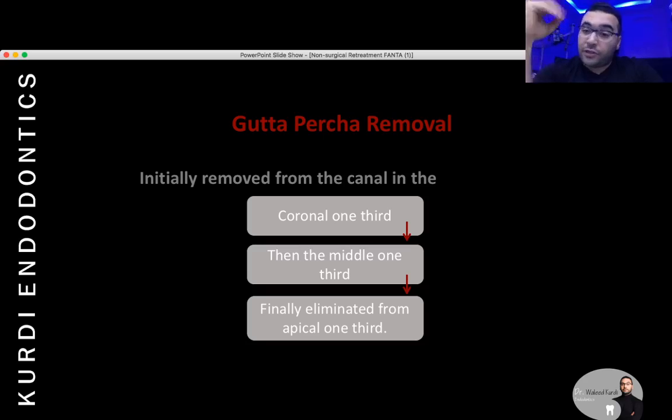Now, for the gutta-percha removal, and this is very important, because after we remove the post, and after we did talk about the post, now it's time to talk about the gutta-percha. Because a lot of people ask me how to remove the gutta-percha, I will divide the root canal into 3 parts: coronal part, middle part, and finally the apical third.